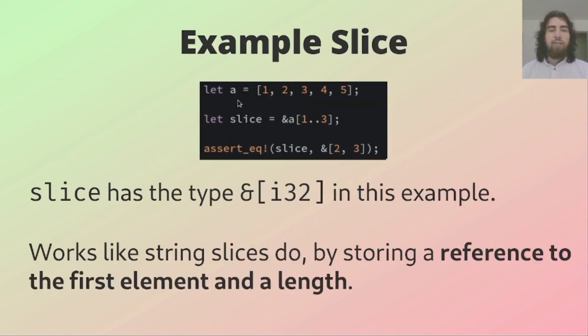So let's see this example of a slice. We have here an array. And then we are over here taking a reference to a and providing an offset. Essentially the same thing we did with string slices, right? A slice is just a view into a collection. And over here we try to access the elements at index 1 to index 2, right? Because 3 would be excluded. So the variable slice will then hold a slice with the elements 2 and 3 in it.